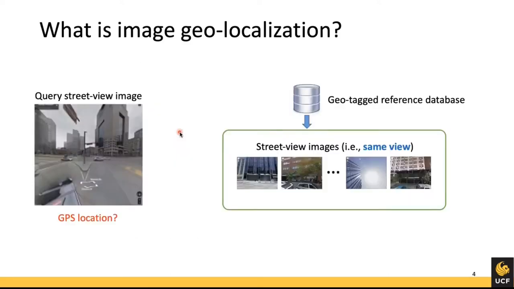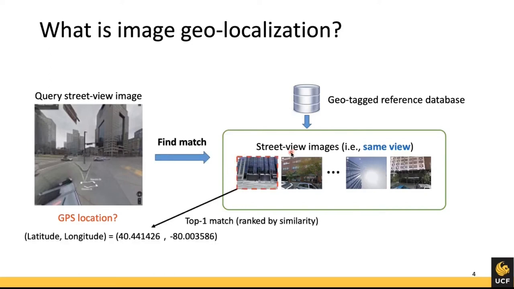To do image geolocalization, we want to create a reference database. This reference database could be from the same view. Let's say the query image is from the street view, and the reference database can be collected from street view images. These images are all geo-tagged, which means each image has a GPS tag. What we do then is find the best match in this reference database. Let's say we find the best match is this image, then we can use its GPS coordinate as the prediction for this query image.